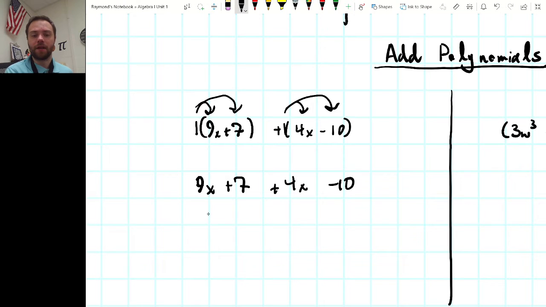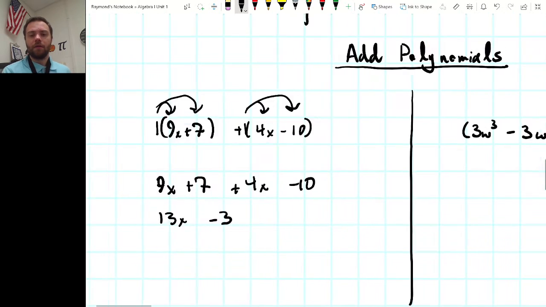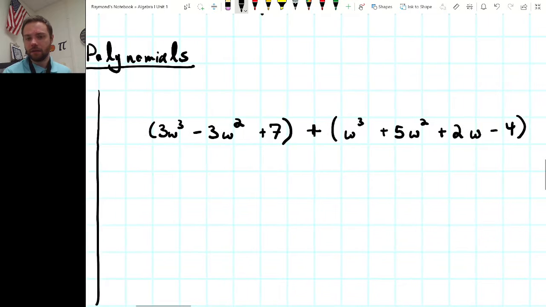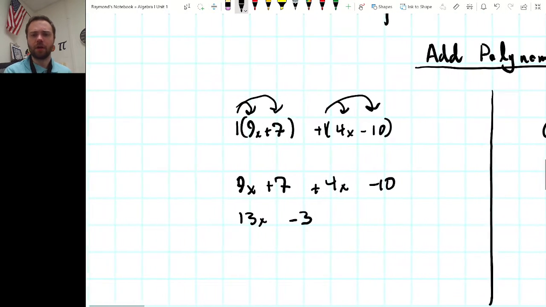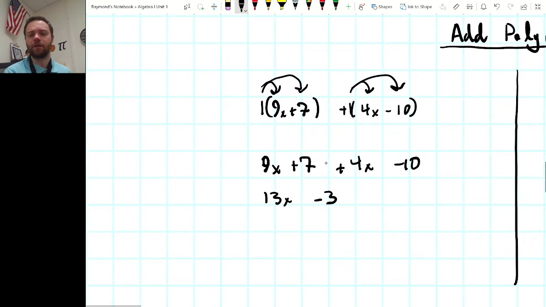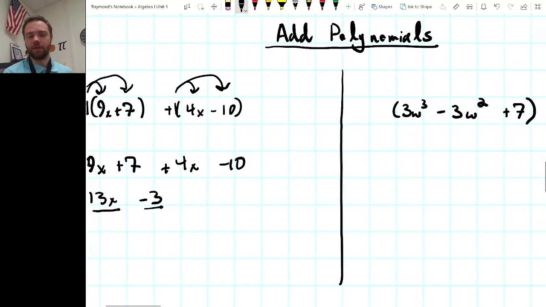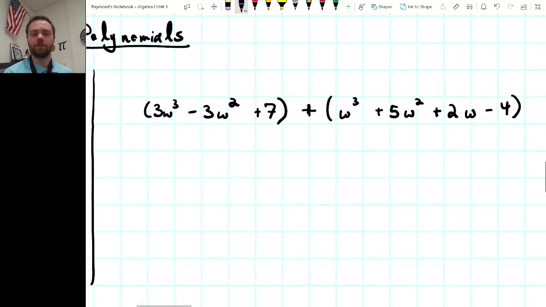So 9x plus 4x is going to be 13x. 7 minus 10 is going to be negative 3. Okay? Over here, something very similar. And you are done adding your polynomials when you can combine no more like terms. So combining like terms here, I only had 2 linear terms and 2 constant terms. So I'm finished whenever I get all the x's collected and all the constant terms collected. Or whatever degree is your highest, that's the ones you want to collect.